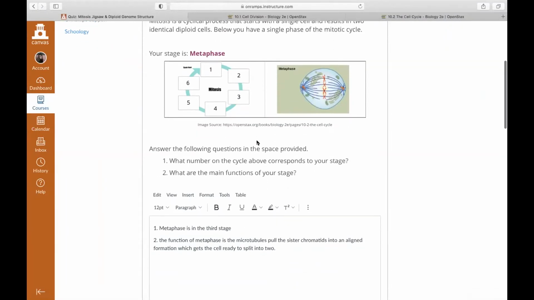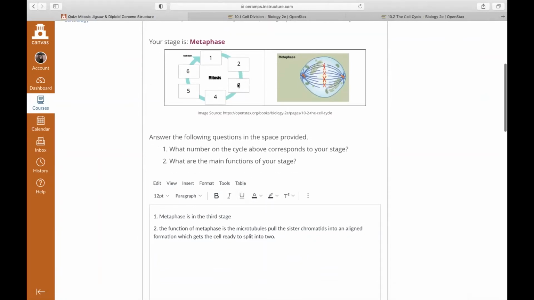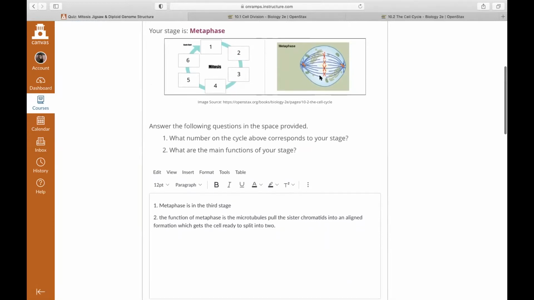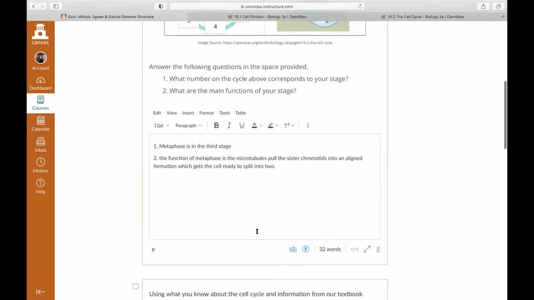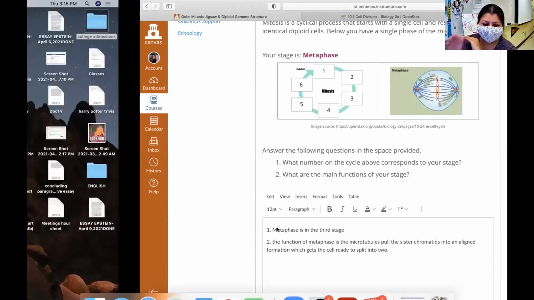Okay. So we had metaphase, which is the third stage. The function of metaphase is that the microtubules pull the sister chromatids into an aligned formation, as you can see right here, which gets the cell ready to split into 2. And did you say only do the first question, or can I continue? Only do the first question because the second and third are the same for everybody.